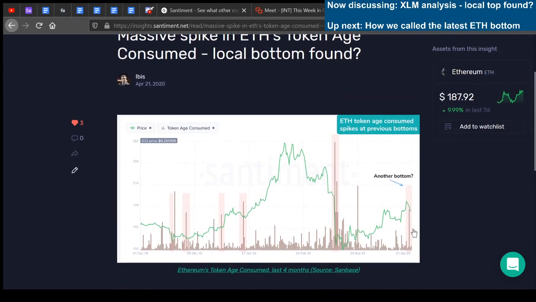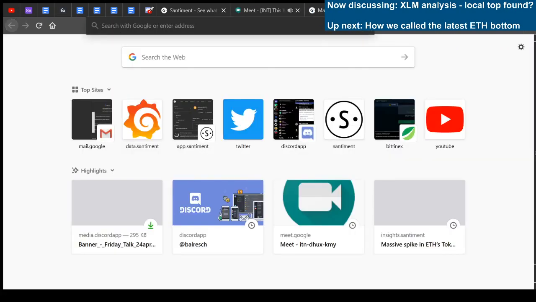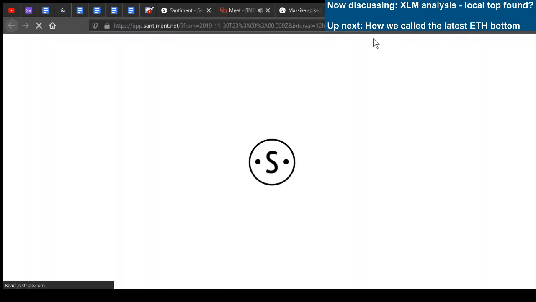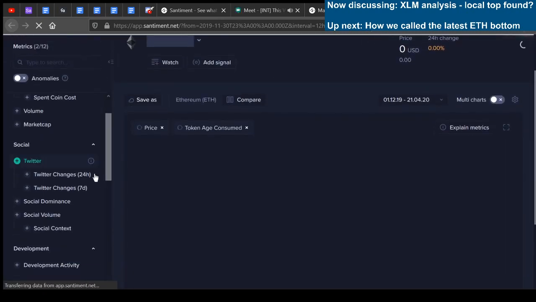So basically, let me first of all just quickly give a rundown of what we wrote. We noticed that there was this massive spike in Ethereum's token age consumed a few days ago, and we can look at it live on the chart here, just so you can see it in real time.